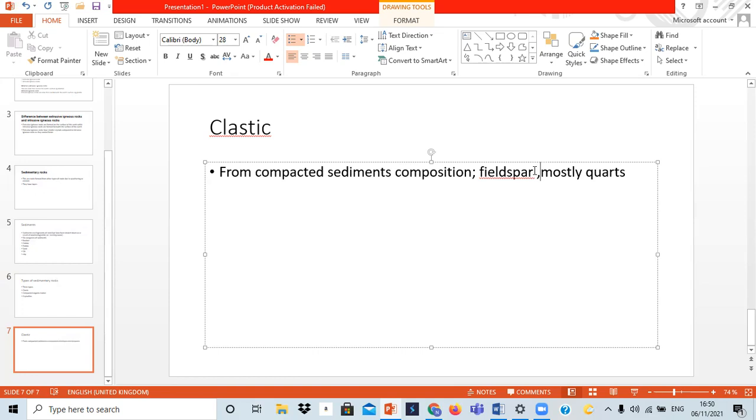On quartz, isn't it supposed to be Z instead of S? Quartz.